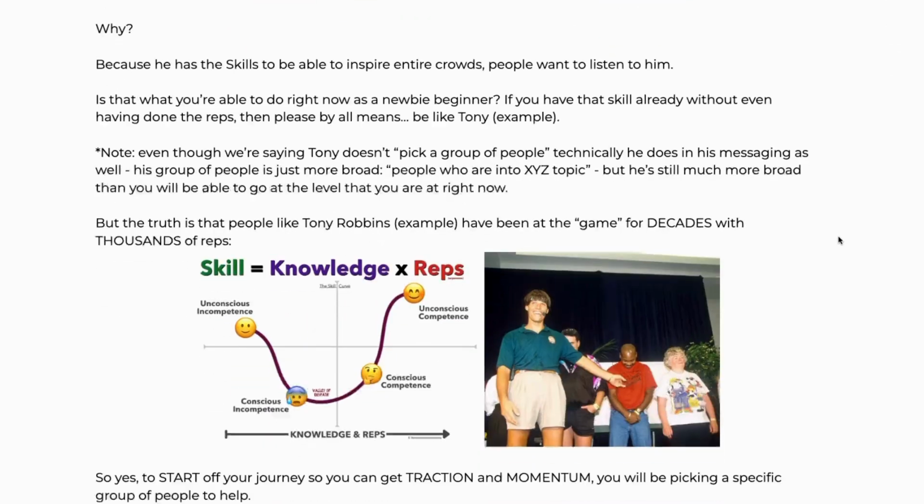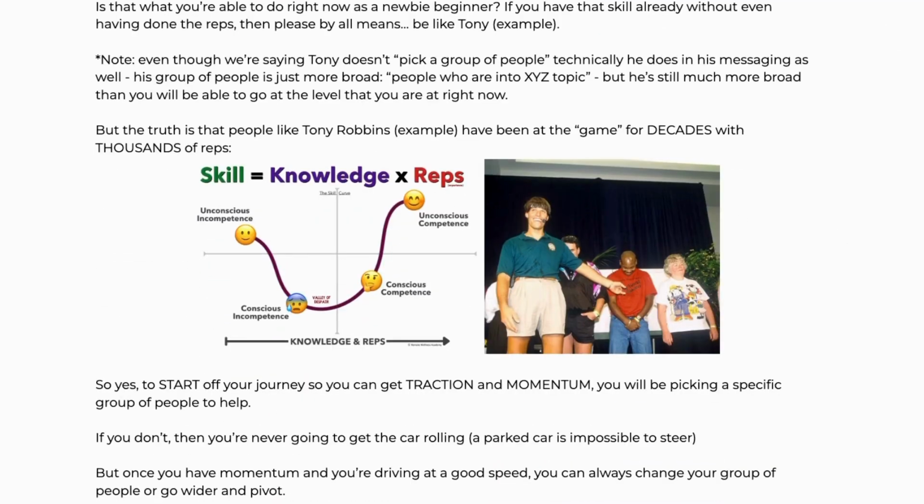Which, for the record, let me just clarify here, even though Tony doesn't, quote unquote, pick a specific group of people, he technically does behind the scenes because he has a broader messaging, which is, hey, people who are into personal development, XYZ, right? So it's not like Tony Robbins is literally working with everyone, because he even has a specific market that he appeals to. But let's just say his market is broader than the market that you're going to be targeting, right?